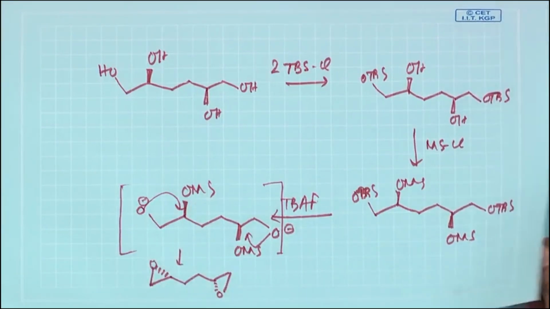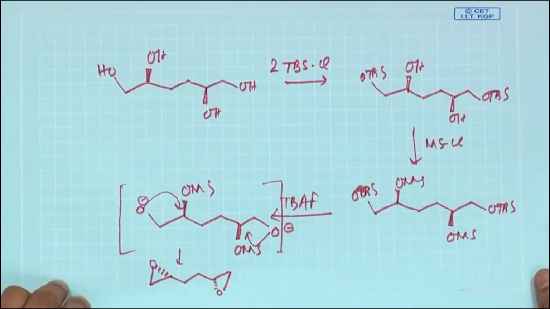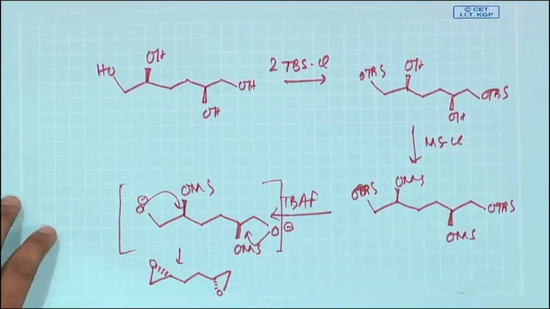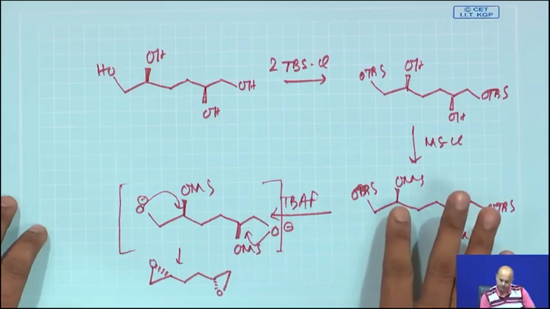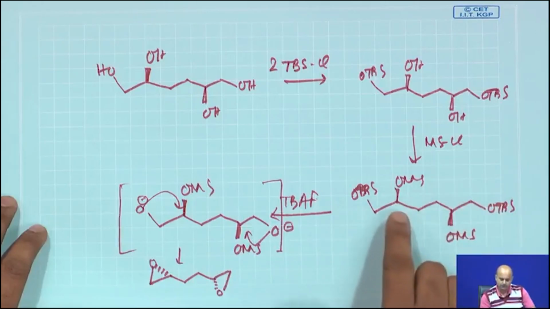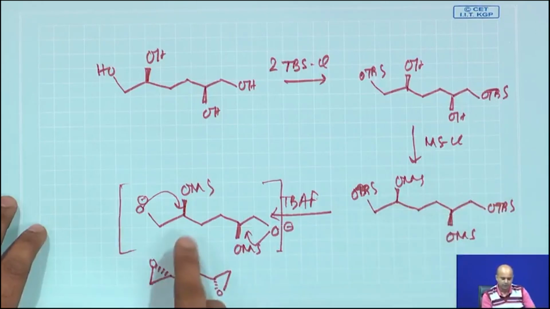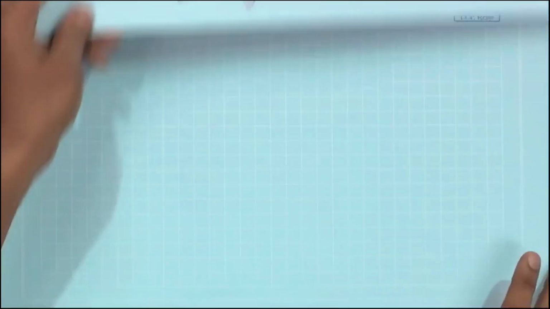So, divergence is quite possible if you follow the earlier pathway, carry out the FGI, and then do a stereo mutation at one step. Otherwise, here also you can basically do the same step, because these centers are inverted to give you the epoxide. So, divergence is very much possible.